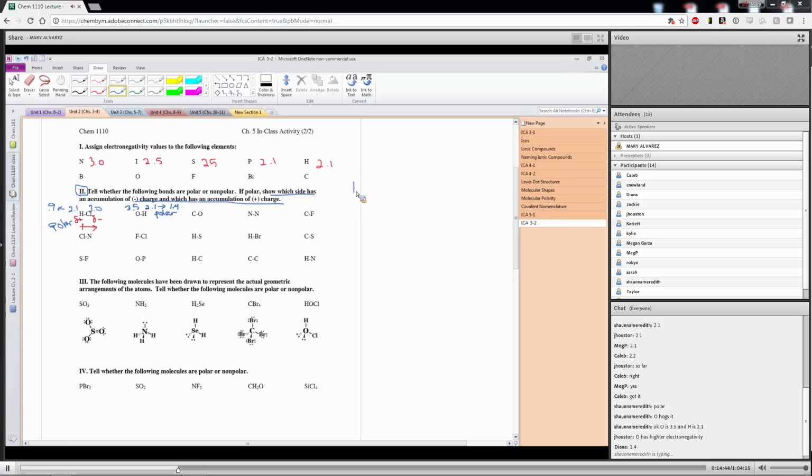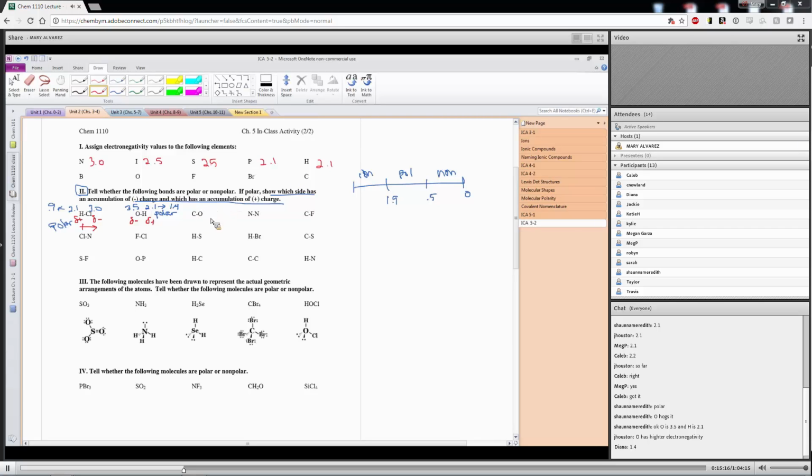Excellent. And 1.4 is in the range. Here, we'll just copy and paste that little table: nonpolar 0, polar 0.5, ionic 1.9. So 1.4 is definitely in this range, so that's definitely polar. Excellent. And Shauna says oxygen hogs it. So therefore, my oxygen gets the partial negative and the hydrogen gets the partial positive. Perfect. All right, let's do another one.